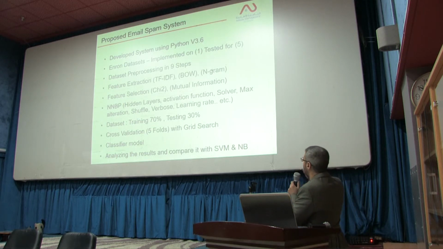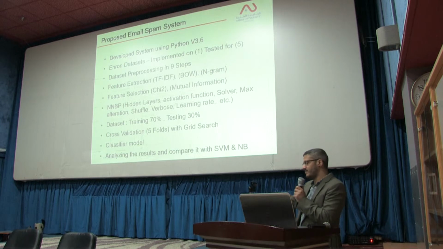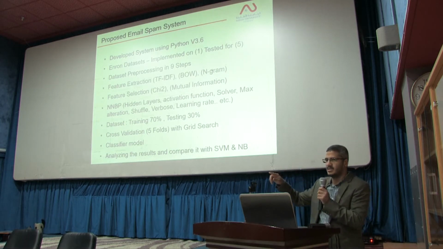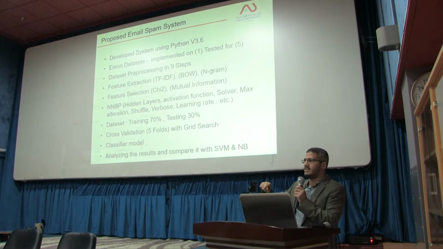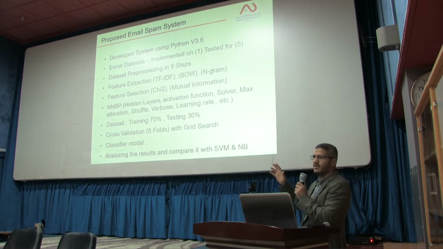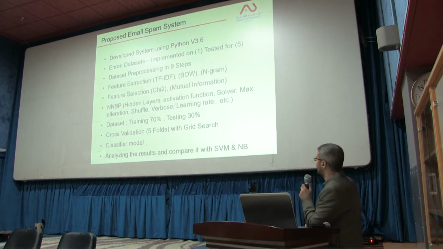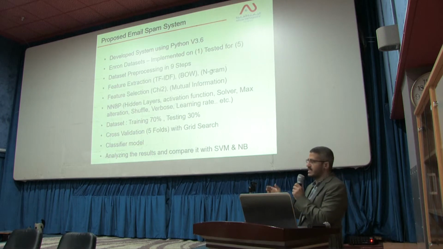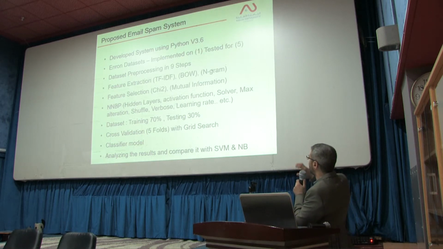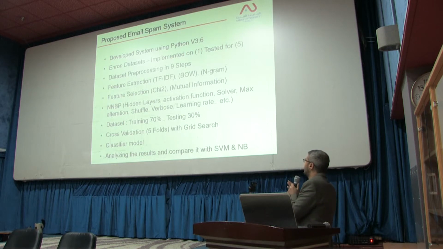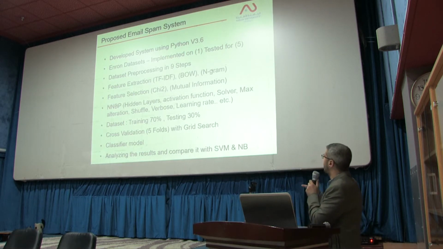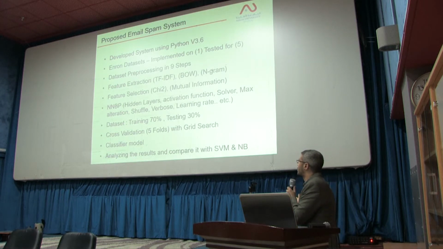We did pre-processing in 9 steps because the emails have, for example, HTML code and HTML tags. They also have stop words, unneeded words, for example, going, in, at, where, in. These will not give a meaning, so they have been removed. In the feature selection, we experimented with 3 algorithms: TF-IDF, bag of words, N-gram. And in feature selection, we experimented with 2: chi-squared and mutual information.